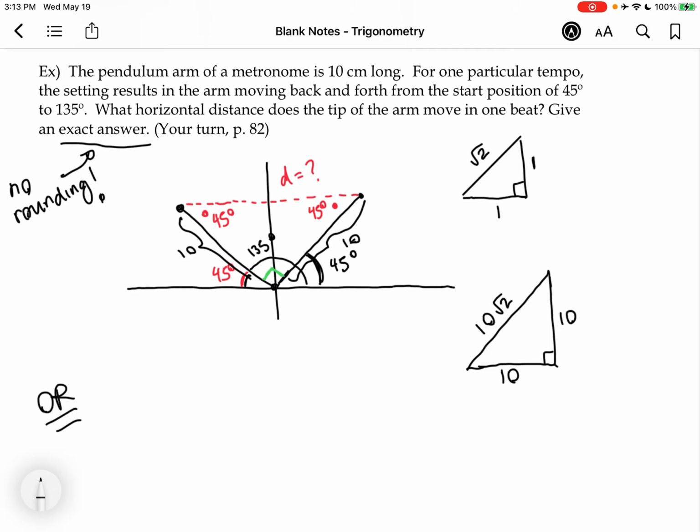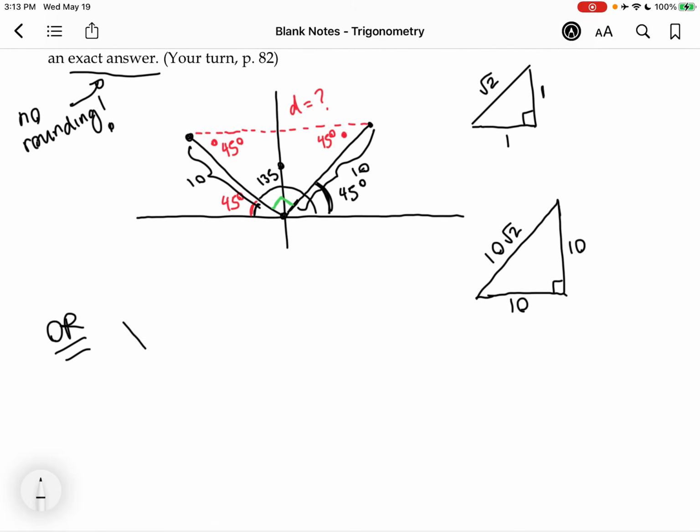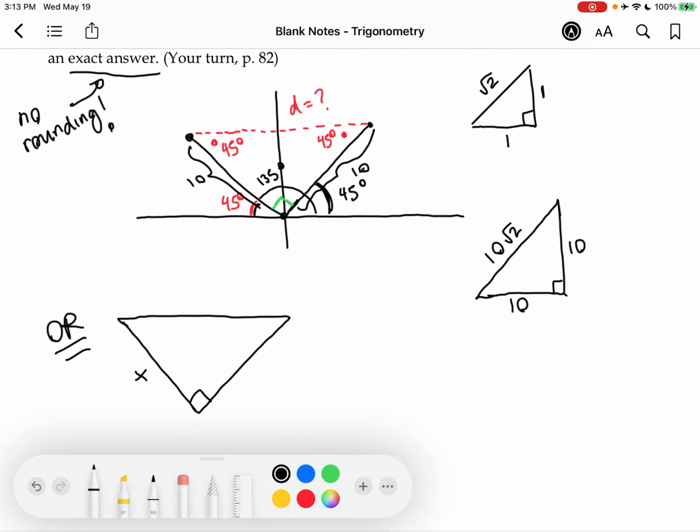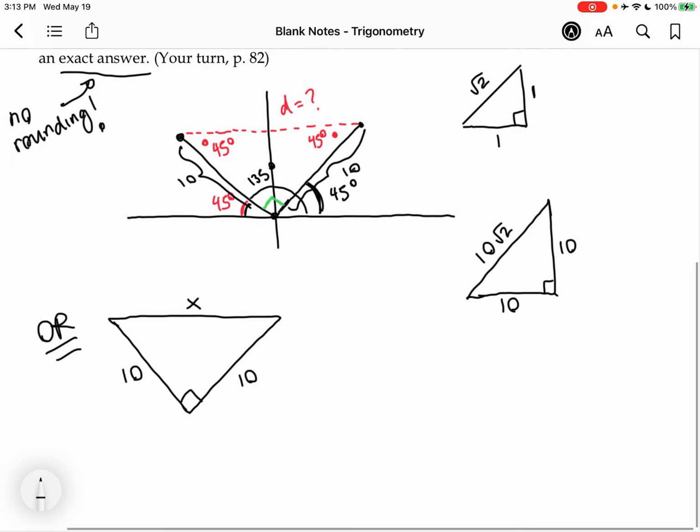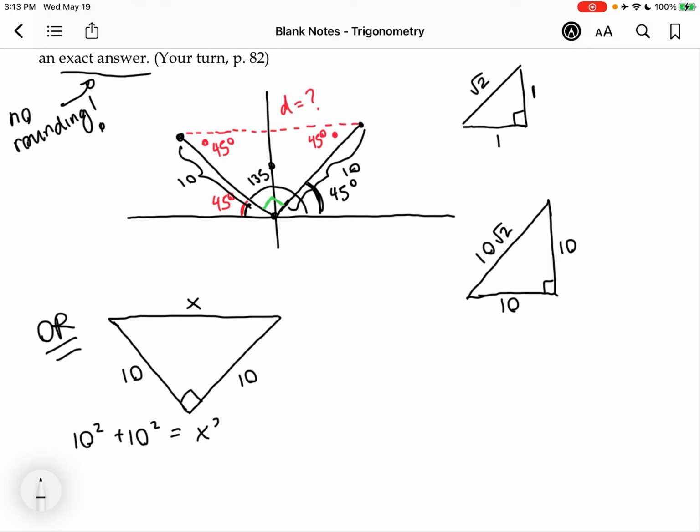Or you can just use Pythagoras, right? So if you know in your triangle that one side is 10 and the other side is 10 and it's a right angle, it doesn't look right, but it is right. That's just a very bad drawing. Whoops, that's not X. This one's 10, and this is 10, and we're looking for X. Then we can just use Pythagoras. So 10 squared plus 10 squared equals X squared, and 10 squared is 100 plus 10 squared is also 100. 200 equals X squared. So the square root of 200 equals X, and then we have to simplify that, right?